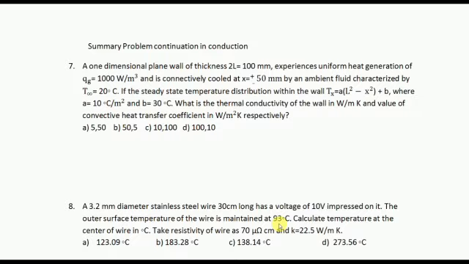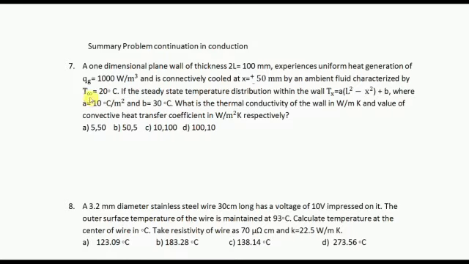As a first problem, we consider a one-dimensional plane wall of thickness 2L, which is 100 mm, which experiences a uniform heat generation, Qg, and it is convectively cooled at x equals plus or minus 50, in which you have to consider the center as 0, and from that plus x 50, minus x 50, which is cooled in the sense that convection is coming into the picture.